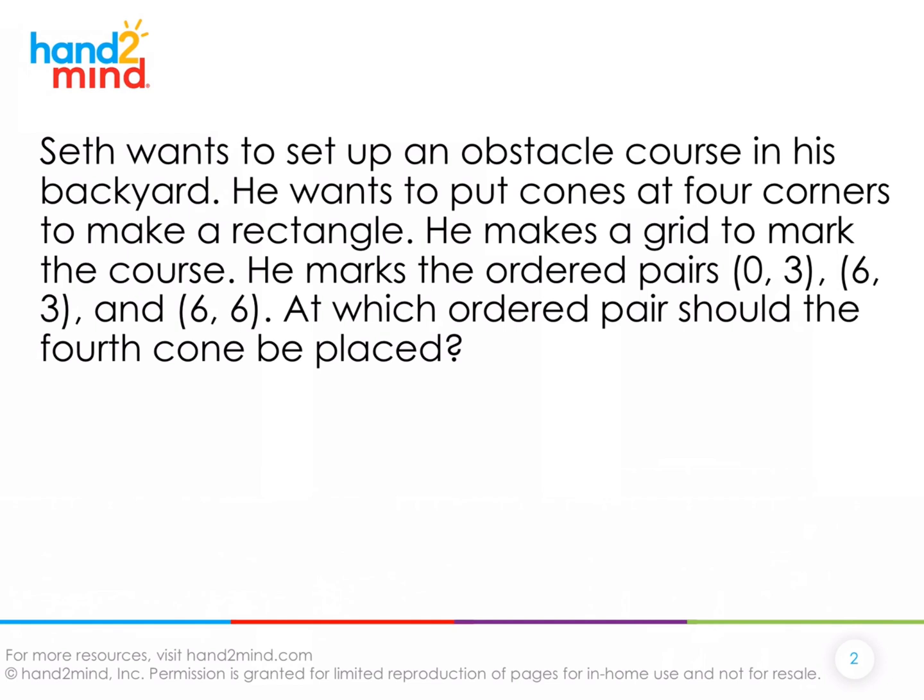Our first problem says Seth wants to set up an obstacle course in his backyard. He wants to put cones at 4 corners to make a rectangle. He makes a grid to mark the course. He marks the ordered pairs (0, 3), (6, 3), and (6, 6). At which ordered pair should the 4th cone be placed?